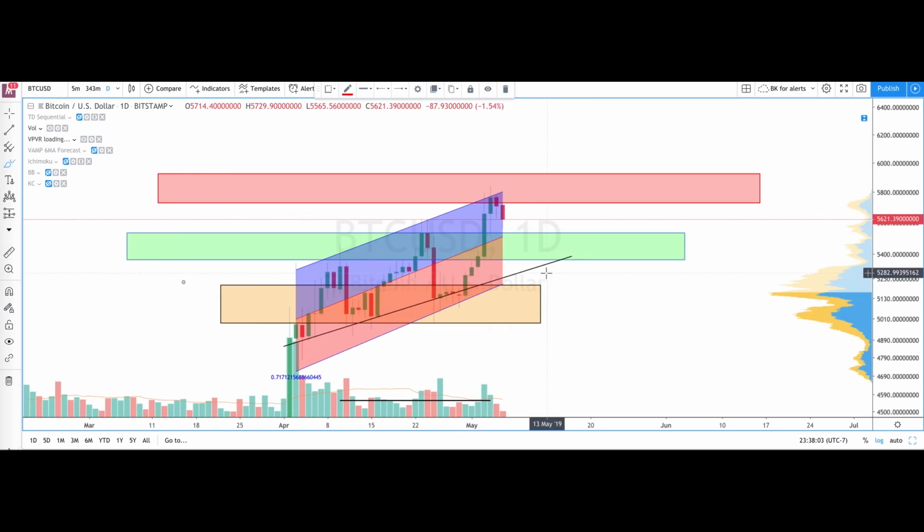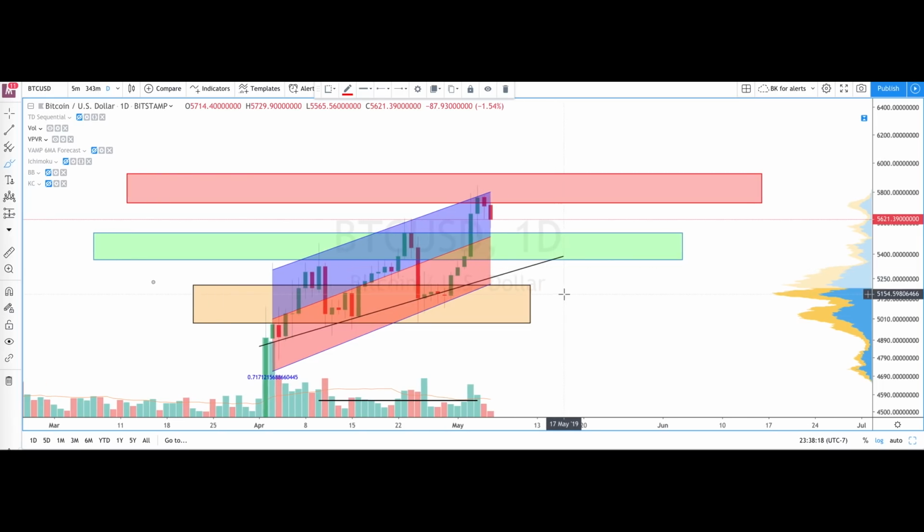So that area would put us somewhere in the bottom of the green box, which is set at 53.50, down to the trend line, which is going to be somewhere in that $5,300 range. So right in that $5,300 is where we'd be looking for Bitcoin to come back down and hopefully find support.